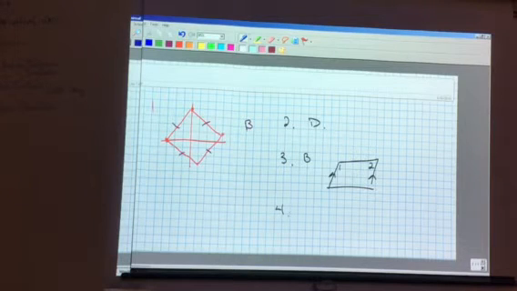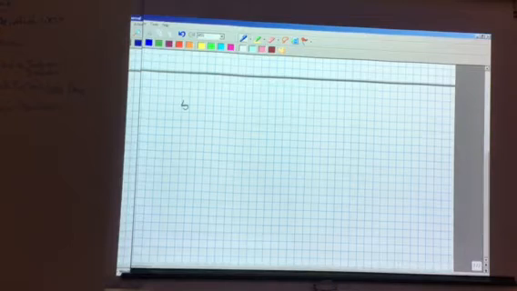4, choose a statement that is not always true. A, for any parallelogram, opposite angles are congruent. That is always true. B, the diagonals are perpendicular. It's right there actually. Only in a rhombus are the diagonals actually perpendicular. So that's only sometimes. C, the diagonals bisect each other. That's always true. D, opposite sides are congruent. That's always true.